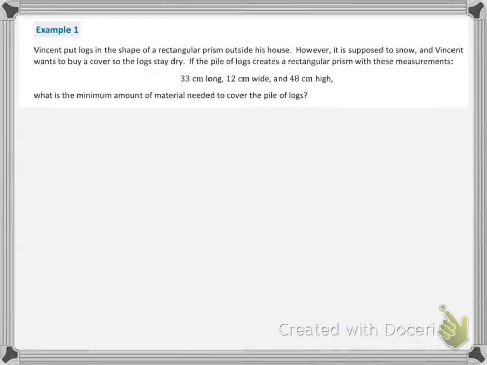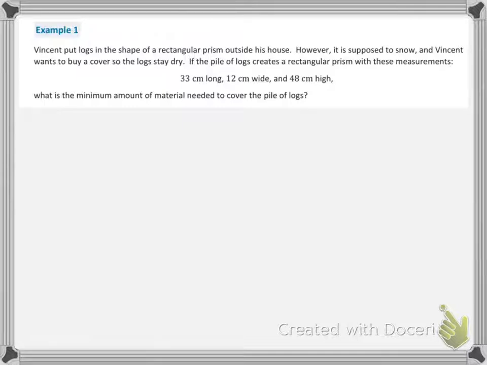All right. So example 1: Vincent puts logs in the shape of a rectangular prism outside of his house. However, it's supposed to snow and Vincent wants to buy a cover so the logs stay dry. If the pile of logs creates a rectangular prism with the following measurements, what's the minimum amount of material needed to cover the pile of logs? So we've got to think about this for a second. It is going to be a rectangular prism. However, we don't want a bottom. We want it to cover the left side, the right side, the front, the back, and the top, but not the bottom. That's going to be open.